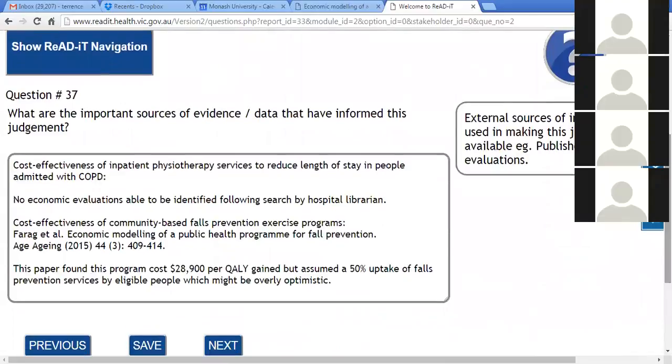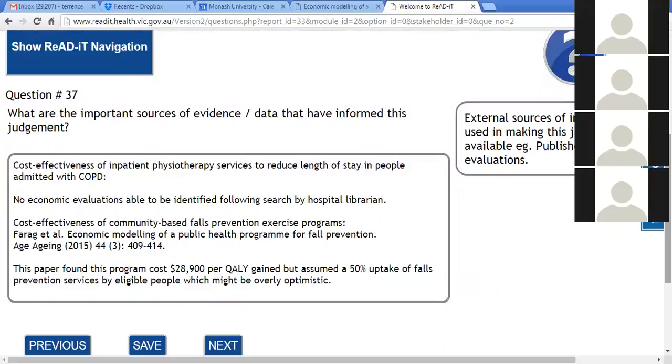And those sources of evidence, I wasn't able to find any economic evaluations to support the use of our current inpatient physiotherapy service model for people in hospital with COPD, but I was able to find some evidence about cost effectiveness of community-based falls prevention exercise programs. I had a look at that evidence, and that paper found that it would cost the program about $28,000, $29,000 per quality adjusted life year gained, which the authors thought was quite reasonable.